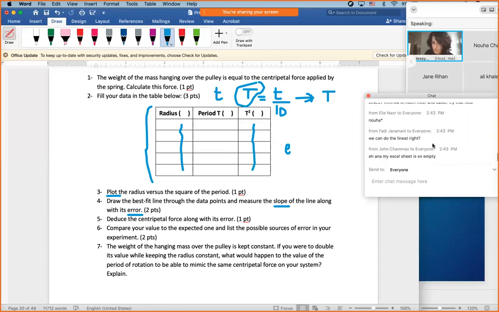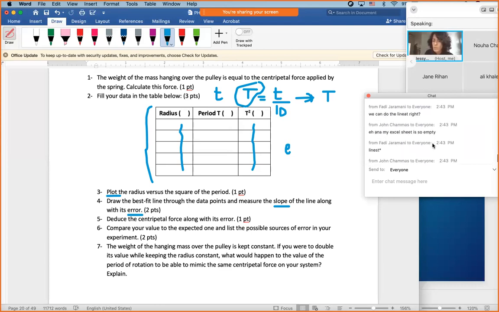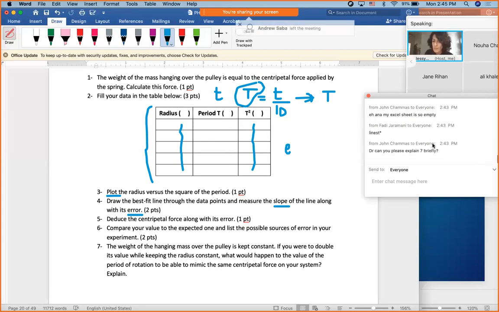Yes, I advise everybody to try the Linus method. I'm not in a hurry though. We can do that after the midterm, as long as you know what you're doing. John, what do you mean your Excel sheet is so empty because of the Linus method?